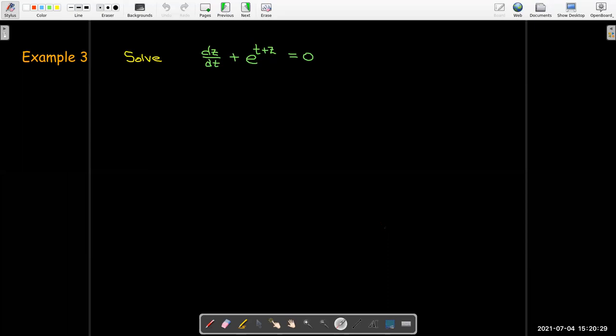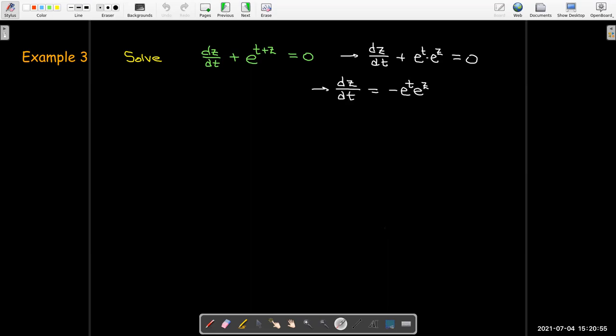Let's look at a third example where I have to use a property of exponents. e to the t plus z. When you look at this, it doesn't look like I have a product of functions, but if I use a property of exponents, I can write e to the power of t plus z as e to the power of t times e to the power of z. And so solve for dz/dt.